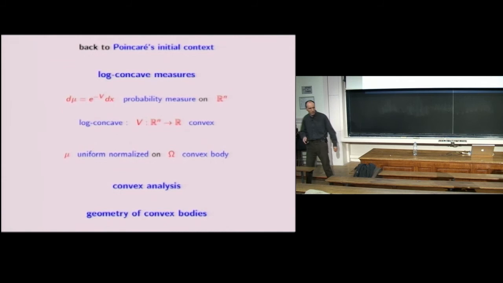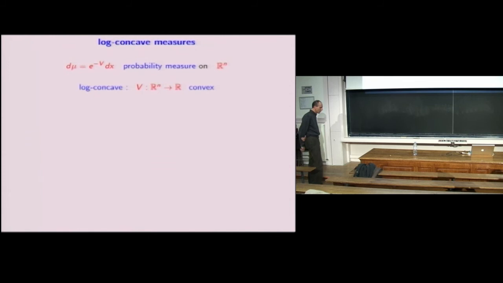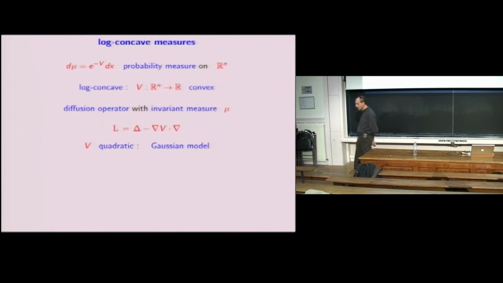So if you have such a log-concave measure, the first thing I want to do is to try to follow the Bakry-Émery approach using a diffusion operator. So you consider the diffusion operator which is naturally associated with such a log-concave measure, with this as invariant measure. You simply replace the quadratic potential of the Gaussian example by grad V over here.